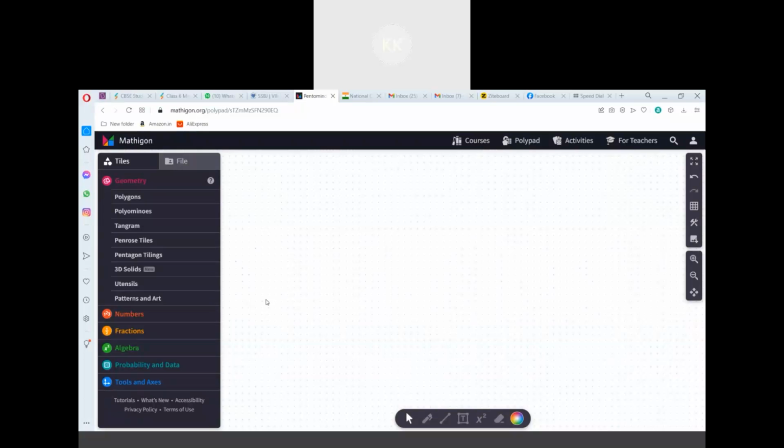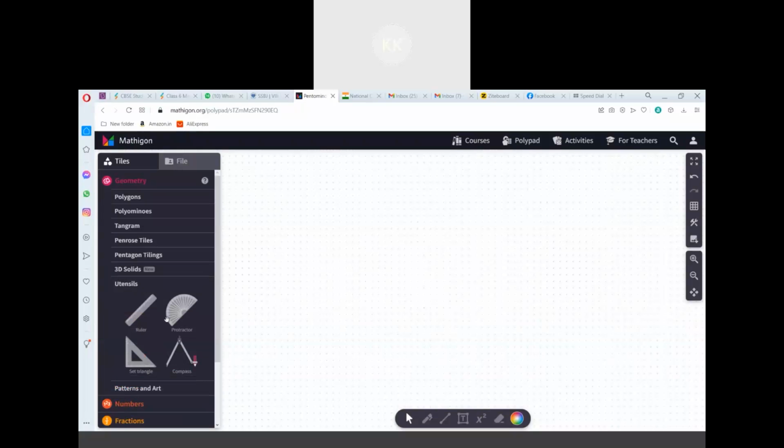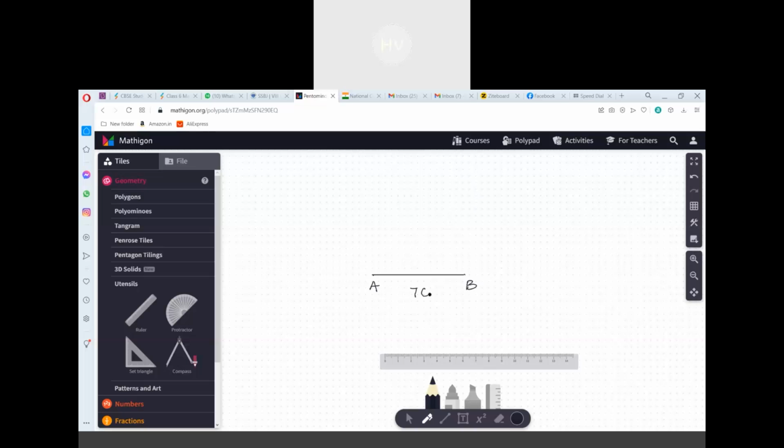The first step was to draw a line segment of length 7 centimeter. This doesn't come with perfection, but still you can understand this. Say this is a line segment of length 7 centimeter. I have named this as line segment AB. The length of AB is 7 centimeter.